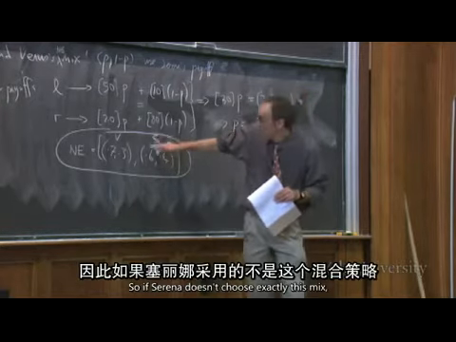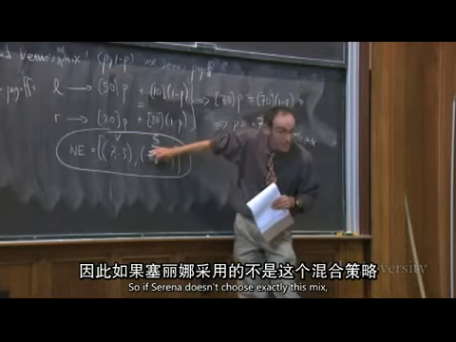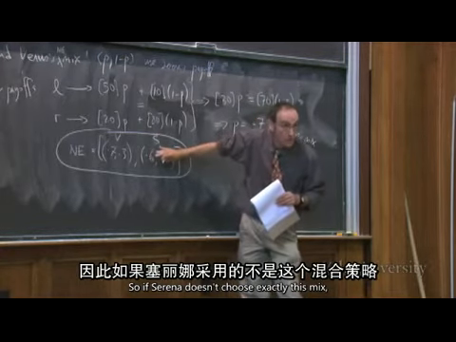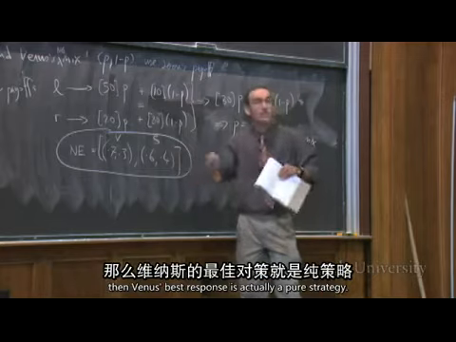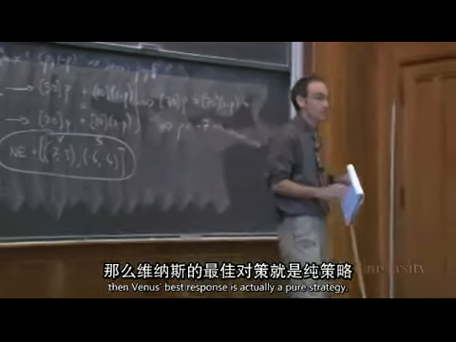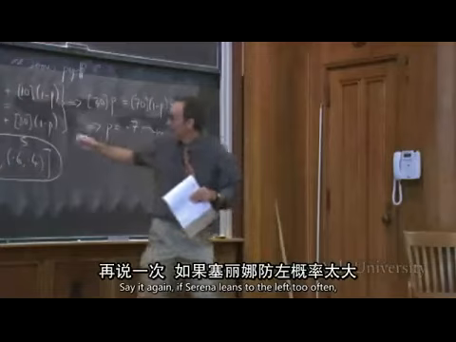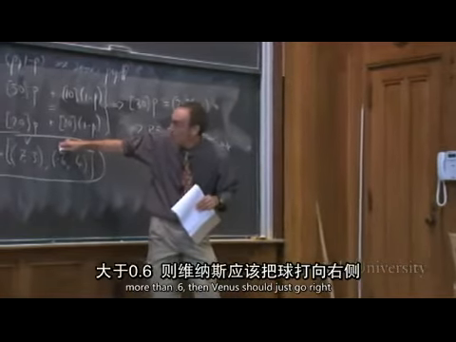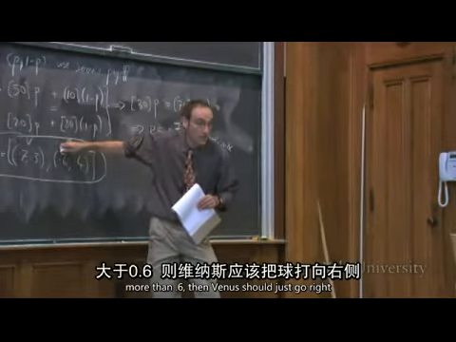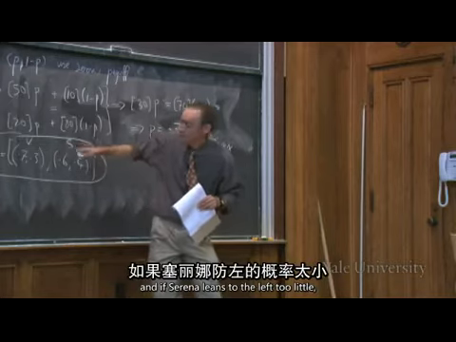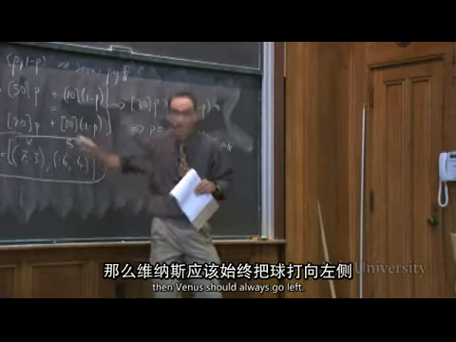So if Serena doesn't choose exactly this mix, then Venus's best response is actually a pure strategy. Again, if Serena leans to the left too often, more than 0.6, then Venus should just go right. And if Serena leans to the left too little, then Venus should always go left.